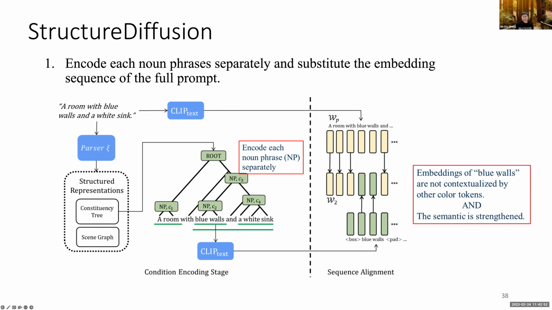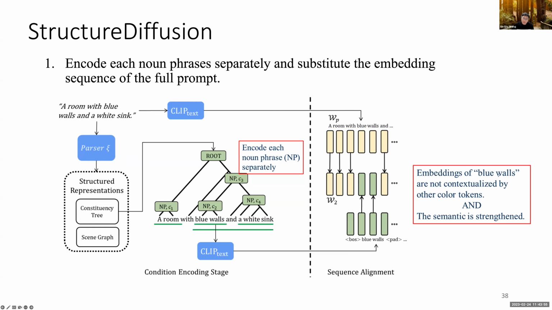So to achieve that, first, we encode each noun phrase separately and substitute the embedding sequence of the full prompt. Specifically, we first do parsing of the original text prompt, and we obtain the parse tree, right? And then we can easily separate those noun phrases with both the attributes and the objects. In order to not confuse the attributes of those objects, why don't we just encode each noun phrase separately, right? When we use the CLIP encoding to produce the contextualized word embeddings, we can do that separately. Then there is no concept bleeding between different objects.